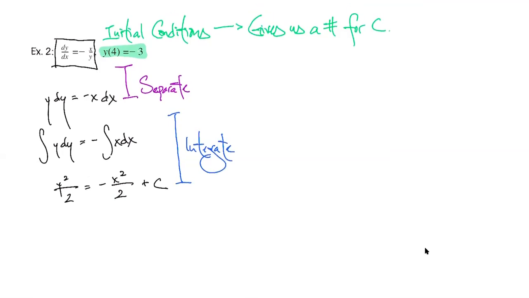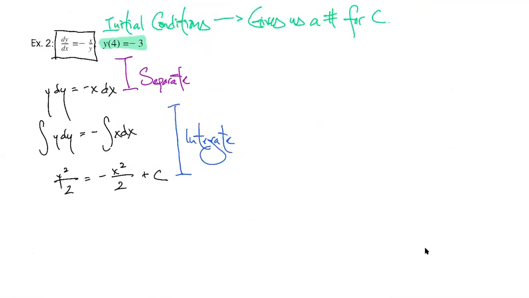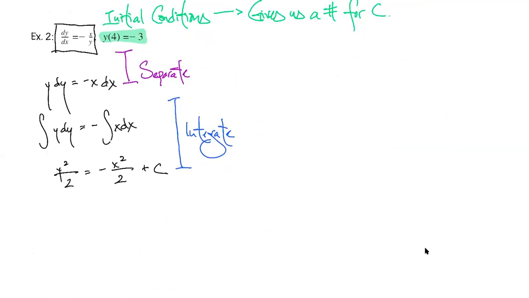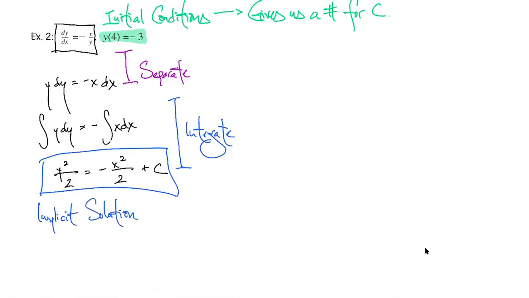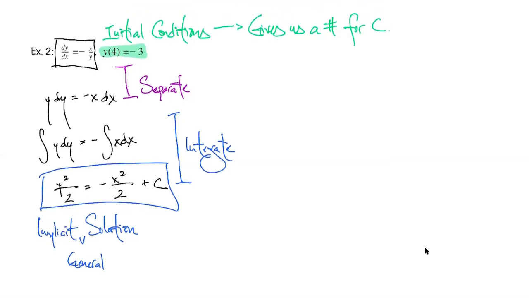Now, what this gives us here is our implicit solution. More specifically, it is an implicit general solution. General because we still have a C. But since we have initial conditions, we can find a particular solution or a specific solution for this where we know an exact value for C.